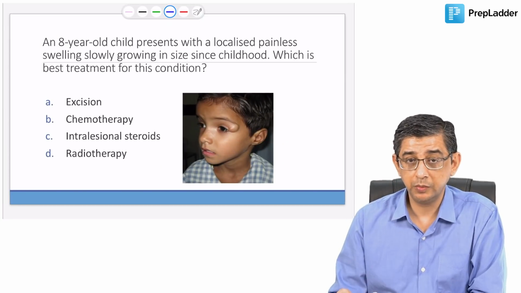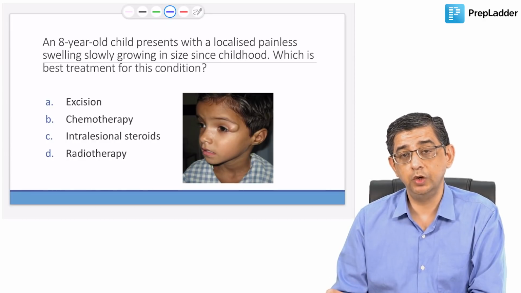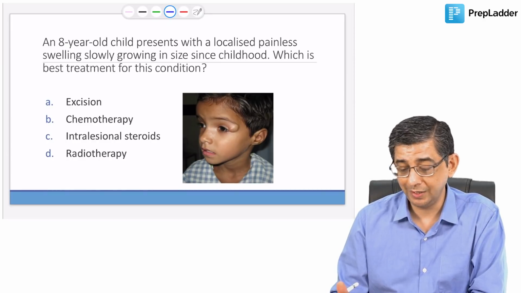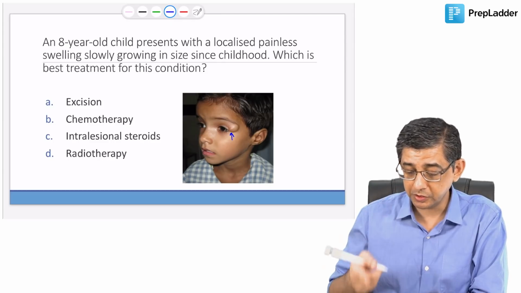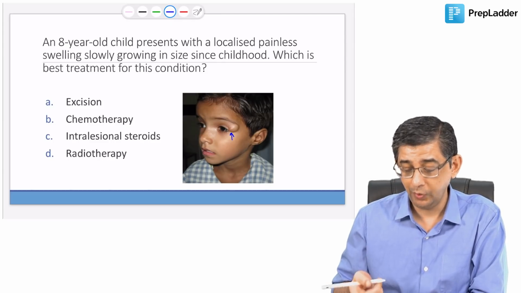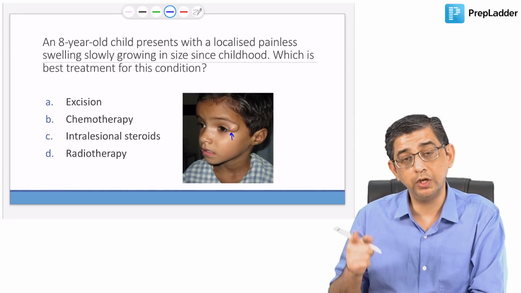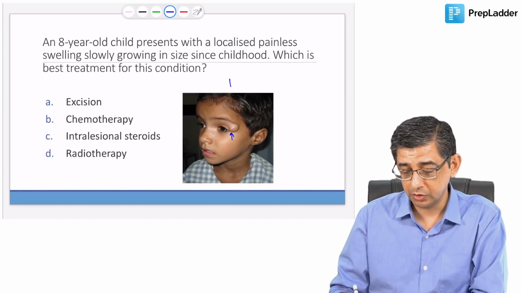The next question talks about an 8-year-old child who's presented with a localized painless swelling growing in size since childhood. The location is at the lateral canthus of the eye. So first you need to make a spot diagnosis. Well, this is not a lipoma. This is usually not the location for a lipoma. This would be a dermoid cyst.